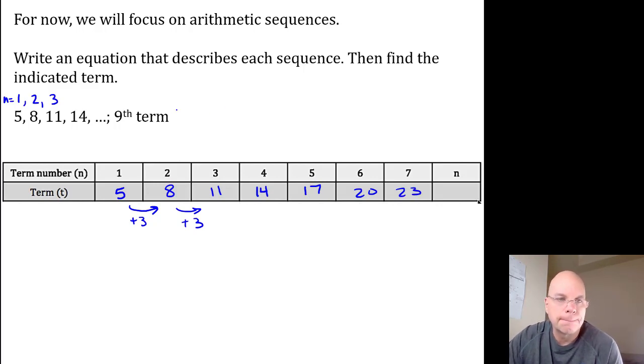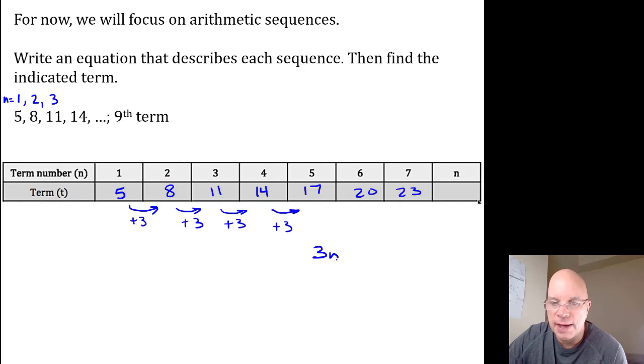But then for writing the rule, make sure I read the directions. Write an equation. Okay, so an equation needs an equal sign. Let's just write the rule like we did before, and then I'll show you how to make an equation. If it's plus 3, plus 3, plus 3, it's an arithmetic sequence increasing by 3. Then the rule is going to have something to do with 3 multiplied by the n value. And when I say something to do with that, I mean we might have to increase this rule by some amount or decrease it by some amount to make it match the actual pattern.